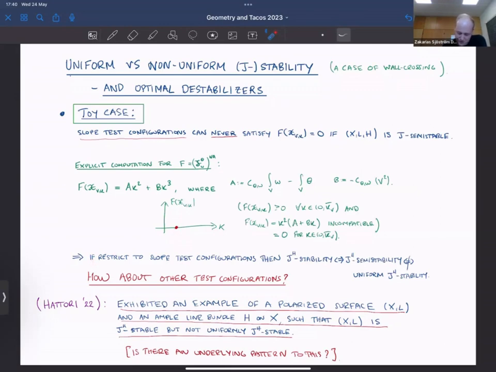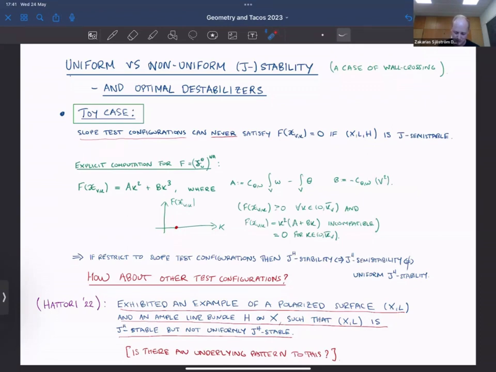So the conclusion is that if you restrict just to slope test configurations, then whenever you're J semi-stable, this kind of test configuration never realizes a 0. Rather, it's strictly positive all the time. So it would mean that when you're J semi-stable, you're also J stable. On the other hand, J semi-stability is a closed condition, and uniform J stability is an open condition, so they cannot be equivalent. In other words, restricting to slope test configurations, J stability would not be equivalent to uniform stability. But of course, this is a sort of silly example because we expect any optimal destabilizing one to be among the singular test configurations or more involved test configurations. So how about the other ones?